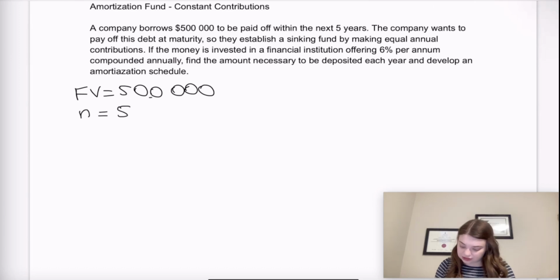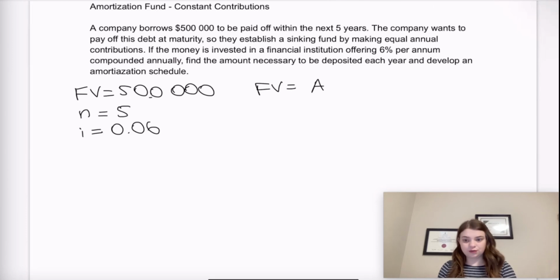And then we have I, which is our interest rate that we're going to receive on the money, and that's going to be 6% per annum. So that's going to be 0.06 in decimal form. And now we first want to figure out the amount of annual contribution that we're going to need. So we're going to be using the future value formula of an annuity due. In that case, future value is equal to A, which is our payment amount, our annual contribution, times 1 plus I to the power of n minus 1, all over I.